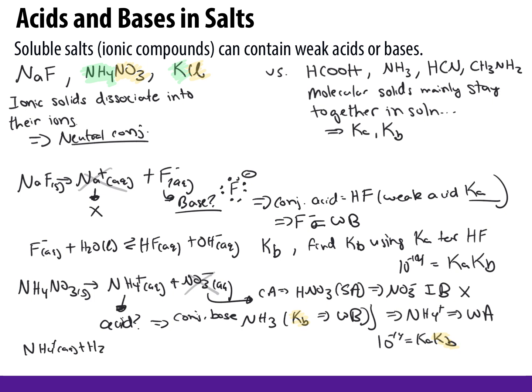It acts as a weak acid, so it reacts with water and makes a little bit of H3O plus and the conjugate base, NH3. And again, this is a Ka reaction. We get Ka as shown here.